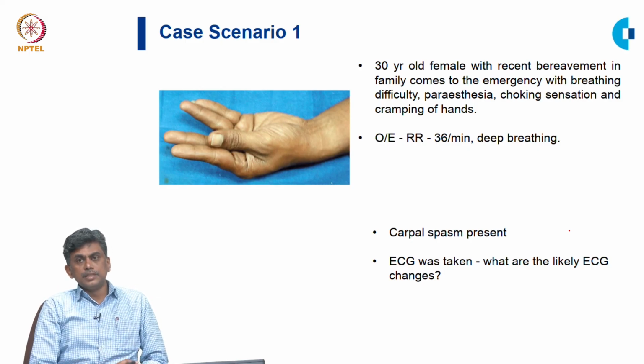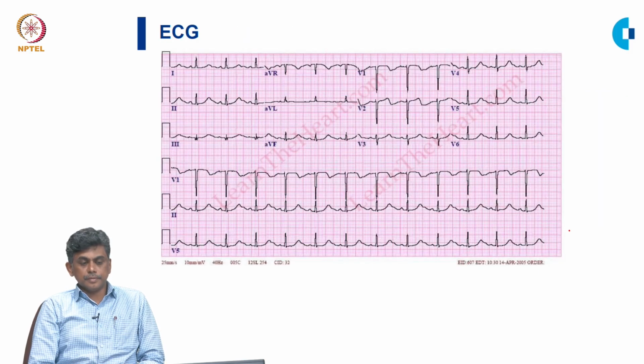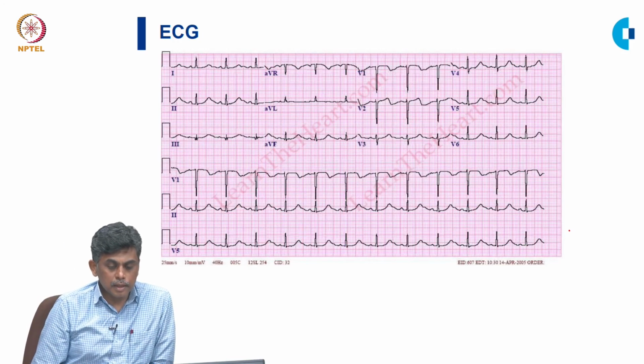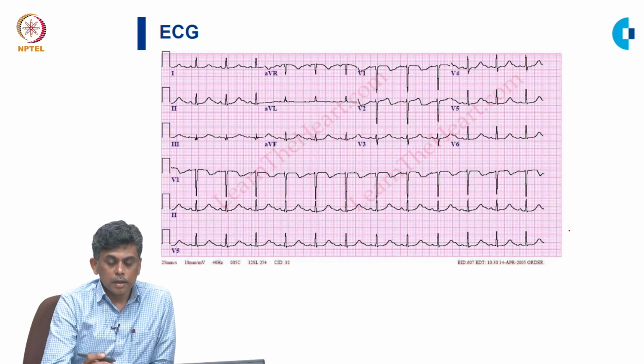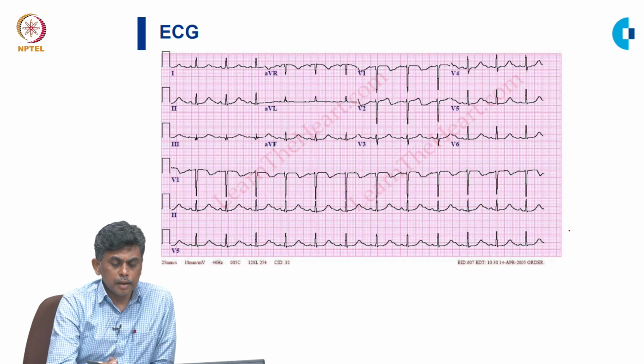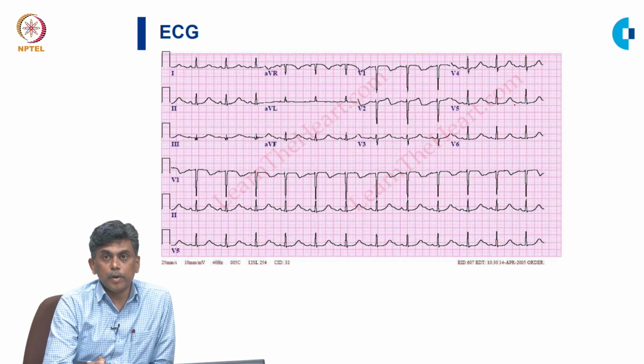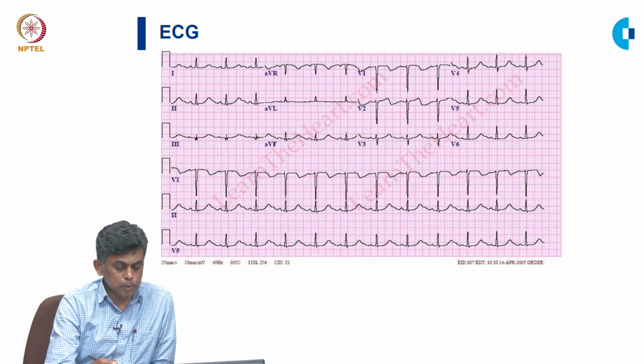So, now an ECG was taken. So what do you expect now? Okay, that is the question. Now I will show you the ECG. What is seen here is, if you see anything with relation to what we know, electrolyte abnormalities are going to cause what? ST segment and T wave problems. So is there any problem with the ST segment and T wave? That is what we are going to see.